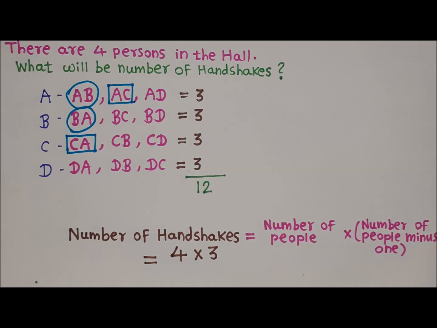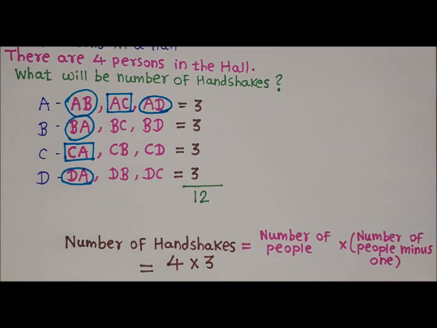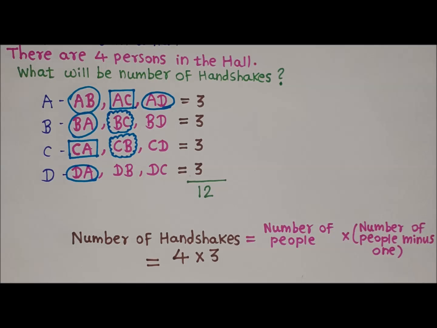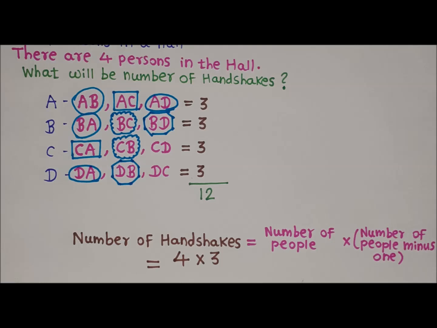Handshake between A and C, that is AC and CA, should be counted as just one handshake instead of two. Similarly, handshake between A and D, that is AD and DA, should be counted as just one handshake instead of two. Similarly, handshake between B and C, that is BC and CB, should be counted as just one handshake instead of two. Similarly, handshake between B and D, that is BD and DB, should be counted as just one handshake instead of two.